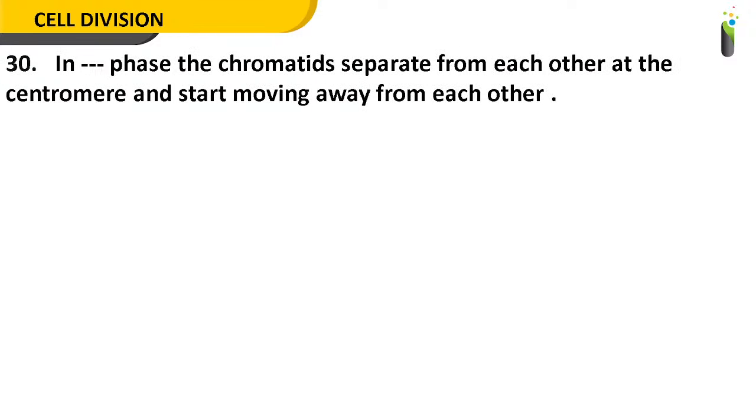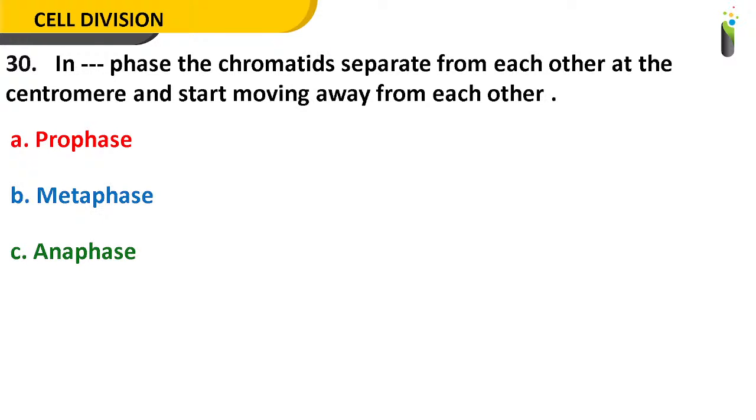Coming to the next and the last question for today's session, question number 30. In dash phase, the chromatids separate from each other at the centromere and start moving away from each other. A. Prophase. B. Metaphase. C. Anaphase. D. Telophase. So, in which phase do the chromatids separate from each other at the centromere region and start moving away from each other?